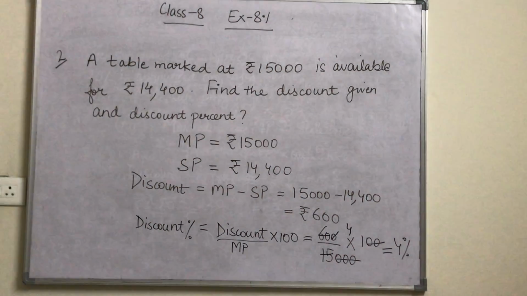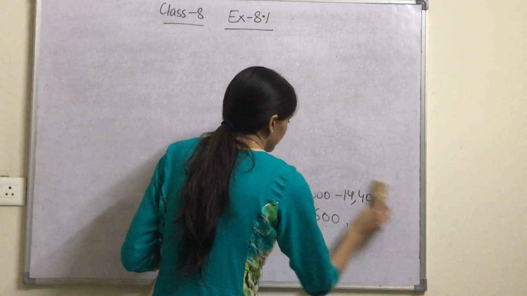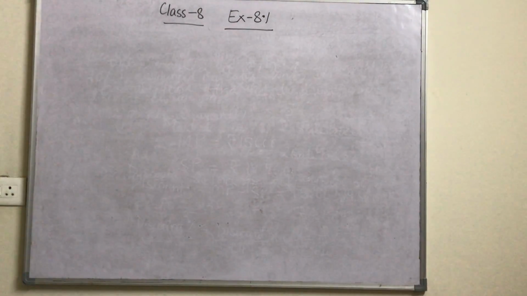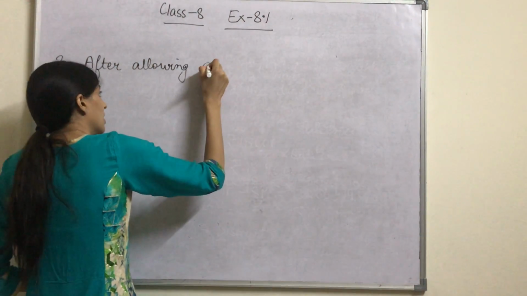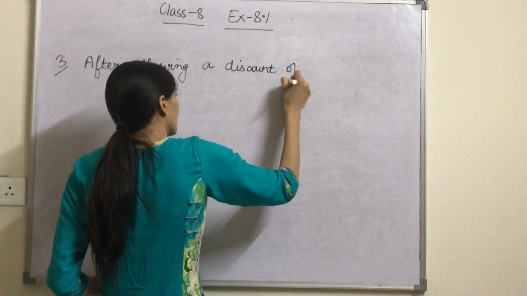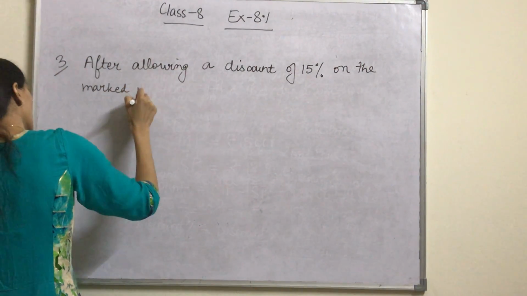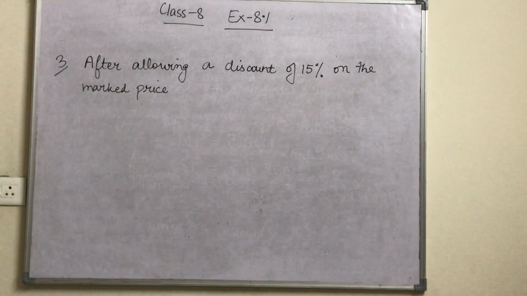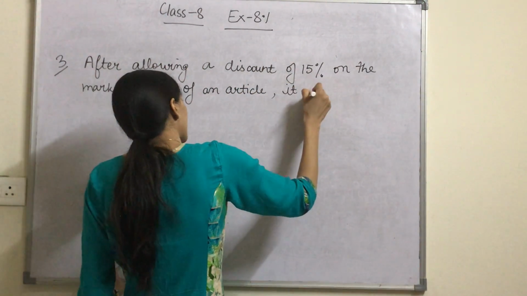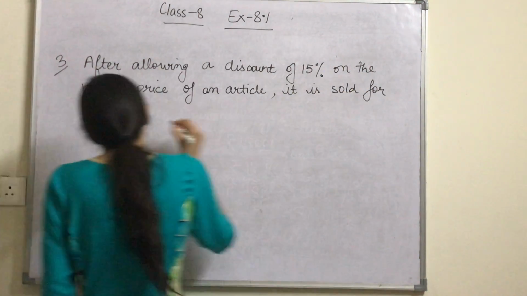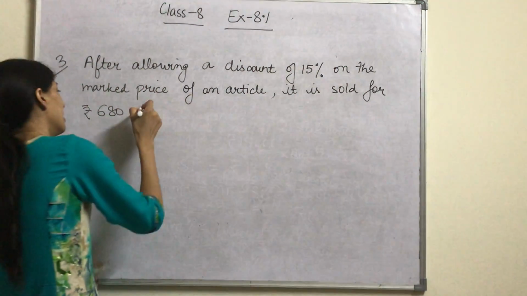Coming to the third question. After allowing a discount of 15% on the mark price of an article, it is sold for rupees 680. Find the mark price.